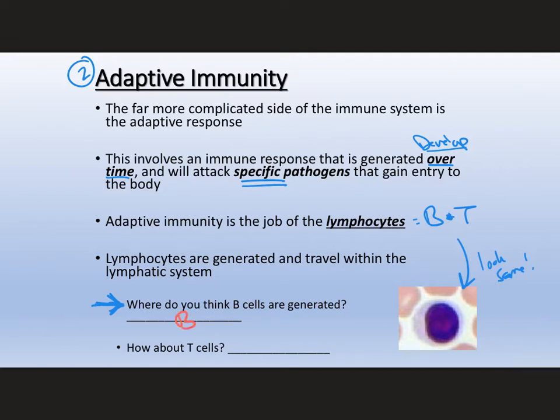And if you said bone marrow, you are correct. All right, or just bones. So you may have already known that red blood cells are made in your bone marrow, right? But these B lymphocytes are also generated in your bone marrow. Now, where do you think we would make T cells?